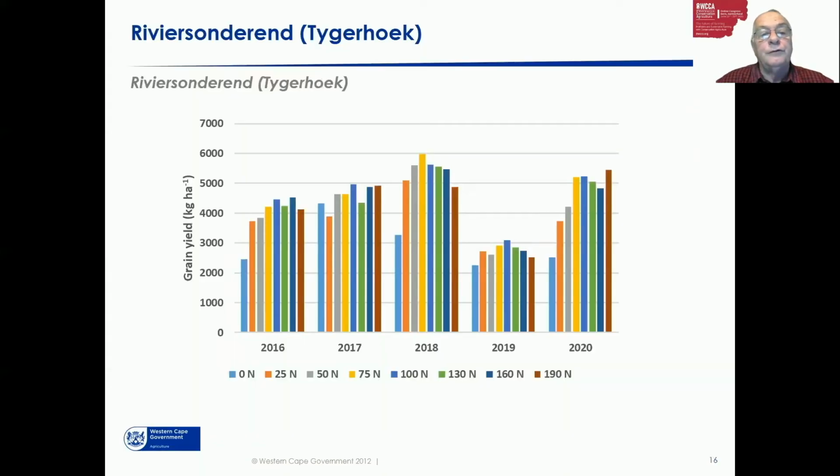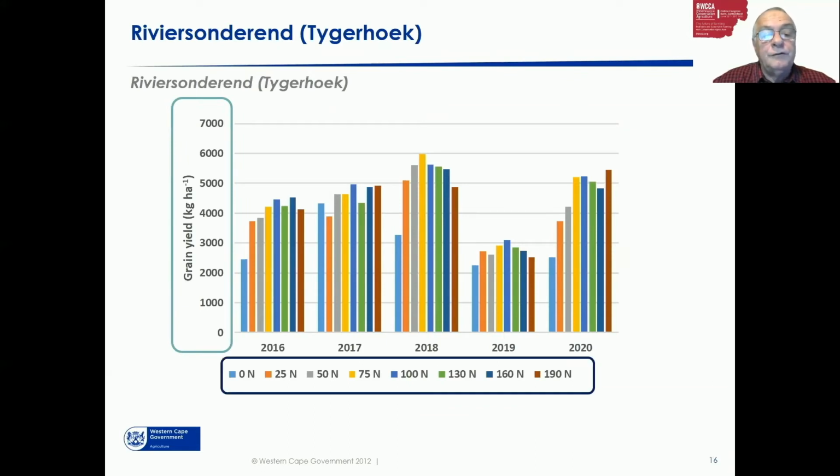So when we look at our results of the last 5 years, we started in 2016. As you can see there, quite a different response in terms of years. So we have our grain yield expressed on the y-axis, and on the x-axis we've got our years, 2016 to 2020, as well as the nitrogen application rate. So the blue bar represents the control, and then the next one, the orange bar, 25 kilograms of nitrogen per hectare, then 50 kilograms of nitrogen per hectare, and so it increases up to 190 kilograms of N per hectare, the brown bar. We also measure rainfall.